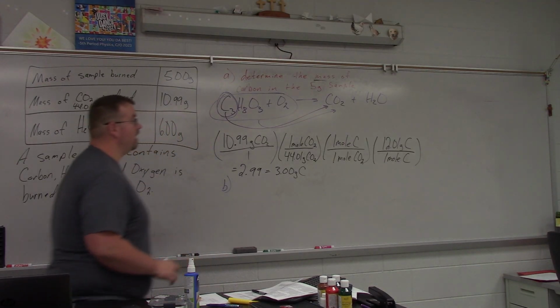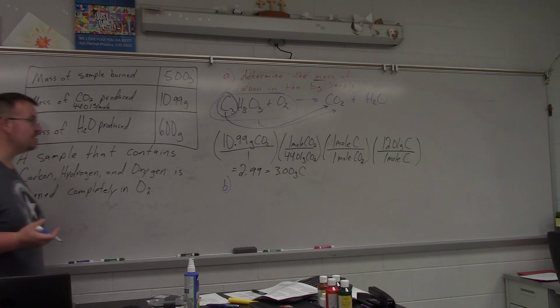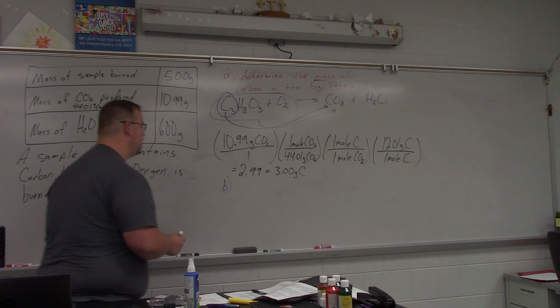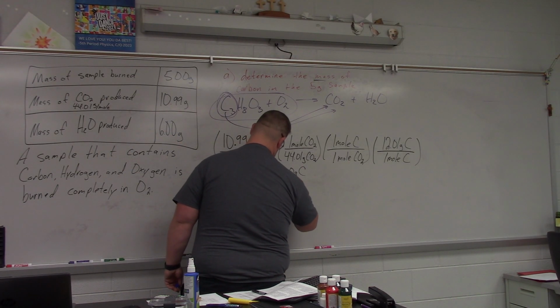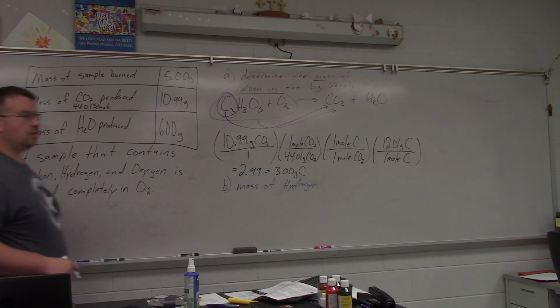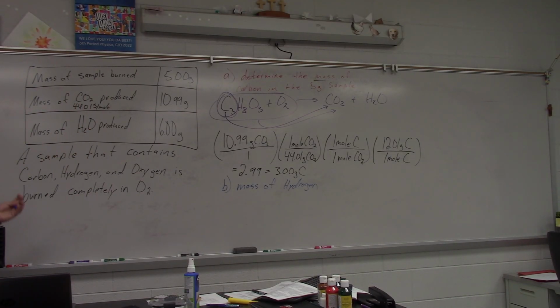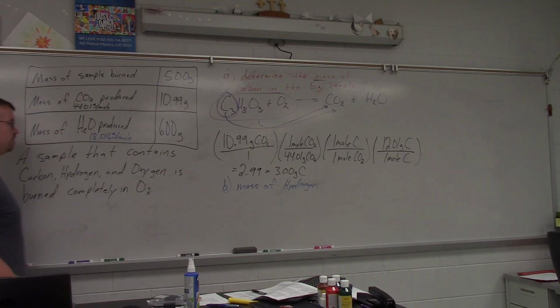Pray for Mary. Okay, so B's going to be the same process, but in this case, I'm not asking you to determine the mass of the carbon. I want you to determine the mass of hydrogen. So in the reaction, where did the hydrogen go? It went to the water. Now here's the thing, I'll give you the molecular mass of the water. 18.016 grams per mole is the molecular mass of the water.